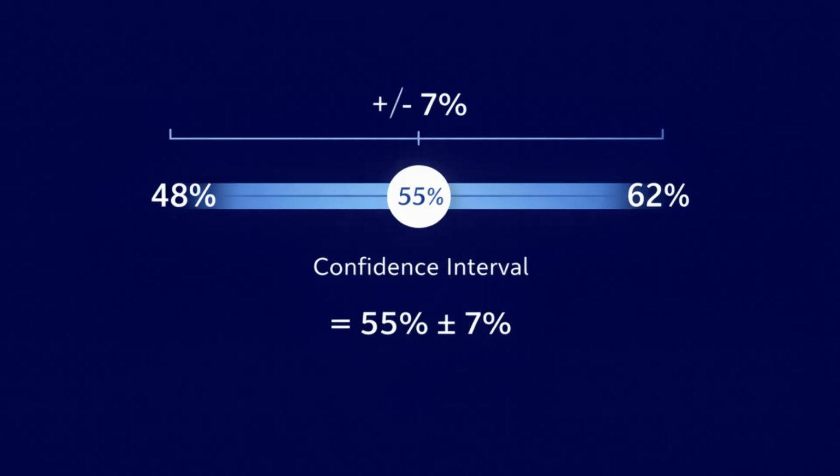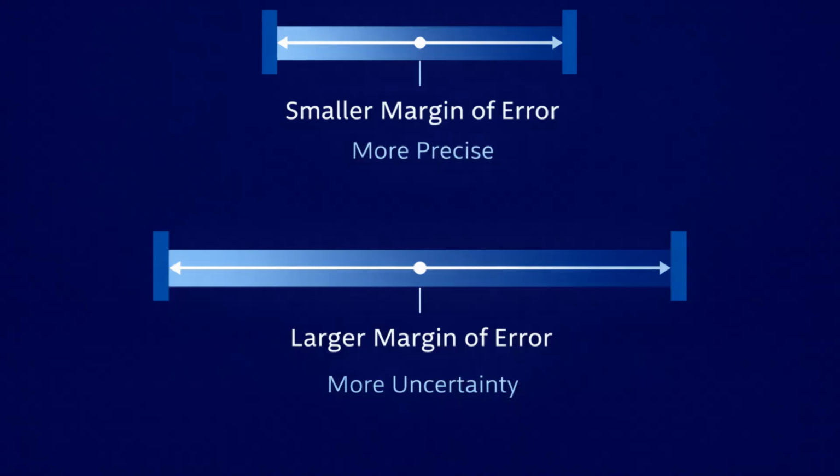For example, if a confidence interval goes from 48% to 62%, the midpoint is 55%. That midpoint is the estimate. The distance from 55% to either end is 7 percentage points. This can be written as 55% plus or minus 7%. The total width of the interval is 14 percentage points, but the margin of error is half of that width. The margin of error describes precision.